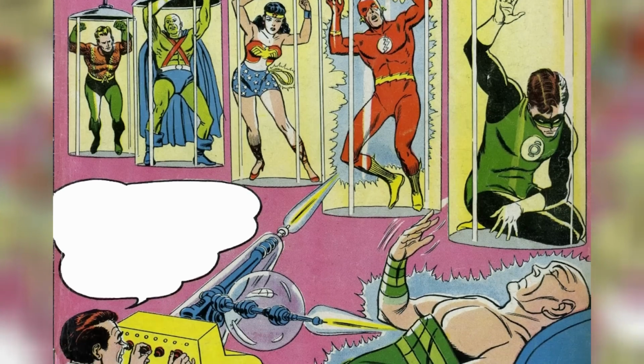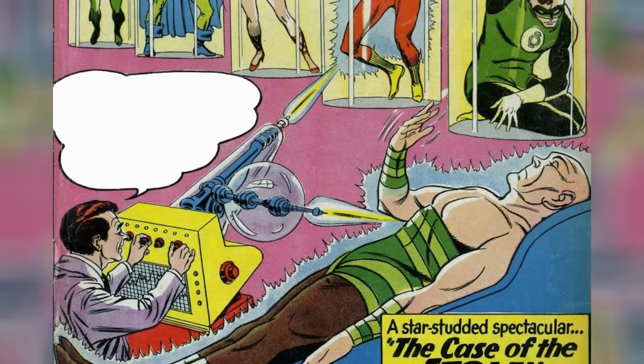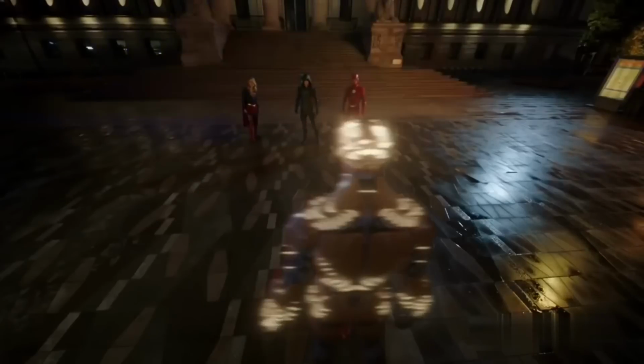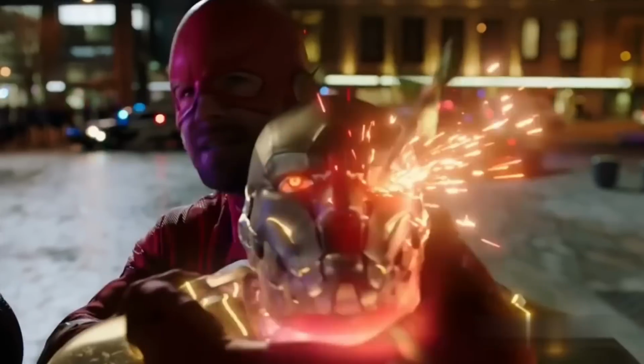Professor Ivo had designed Amazo in such a way that the android could continue evolving, and so he developed a sort of resistance to kryptonite. In the Arrowverse, when Amazo replicated the Kryptonian physiology after scanning Kara and Clark, he became vulnerable to kryptonite.